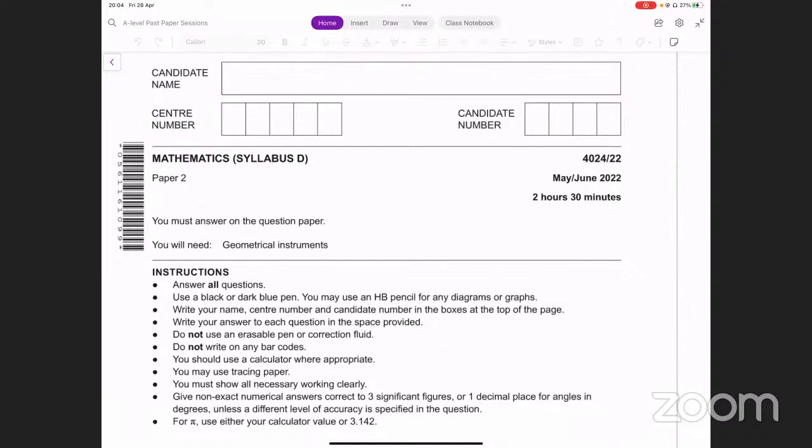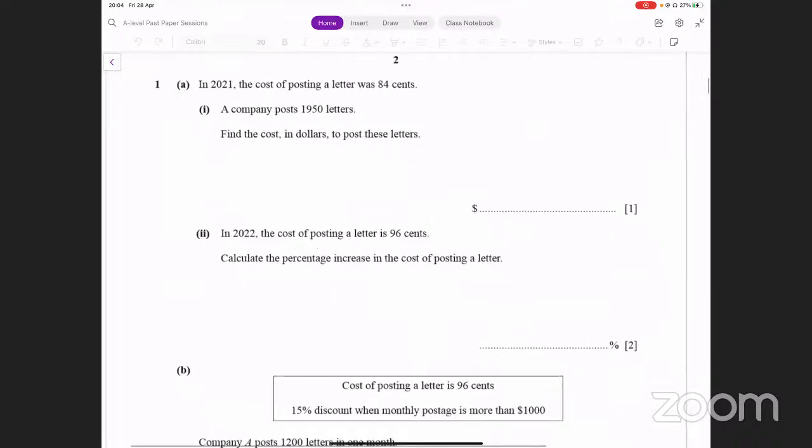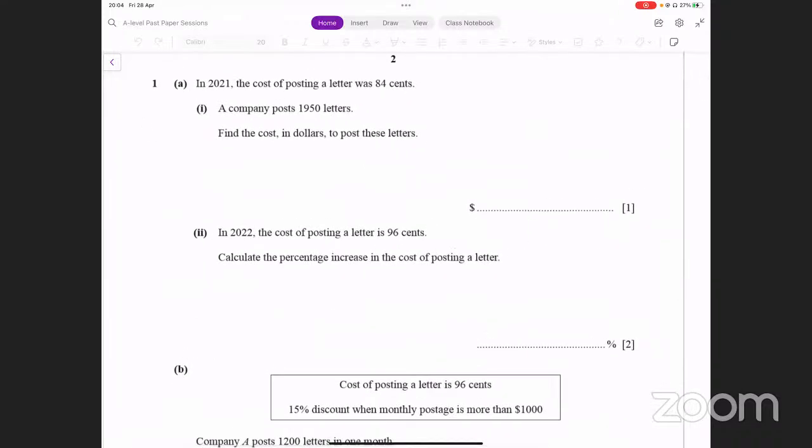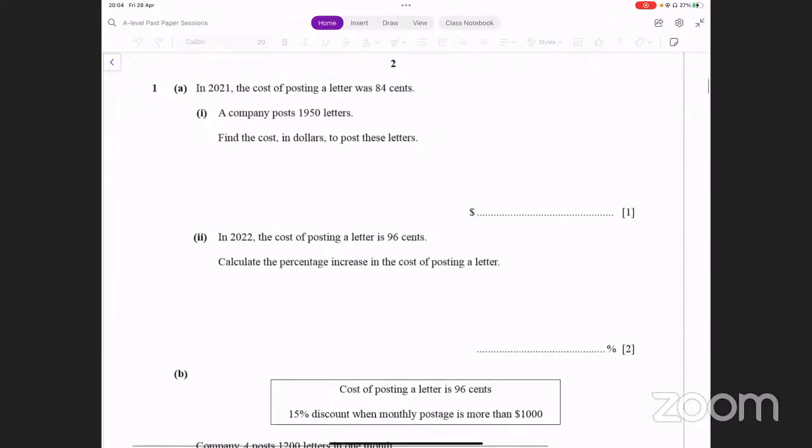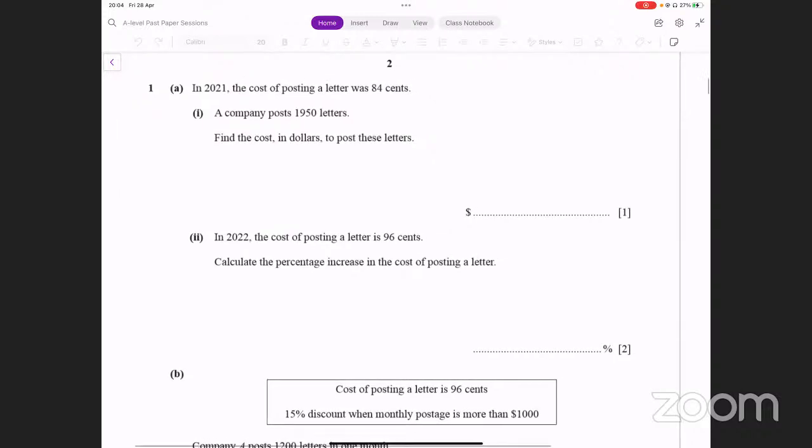Now, let's start with this paper. May June 2022, paper 2, variant 2. Remember the calculator is allowed in this paper, and it's a 2-hour and 30-minute paper. We'll try to do it as quickly as we can. Let's see. Question number 1, let's start with this one.